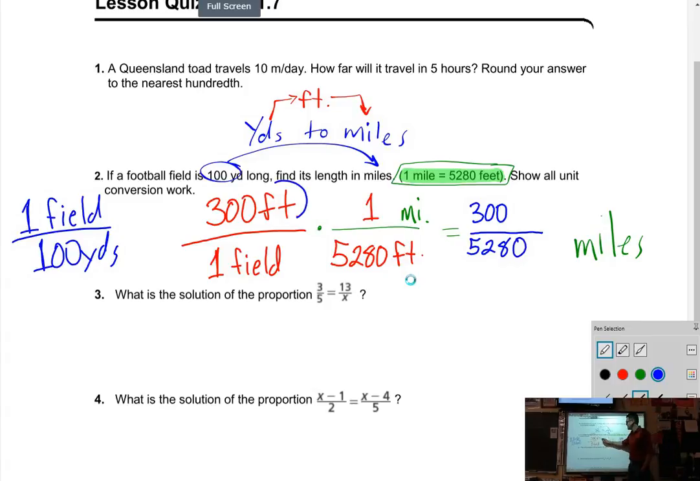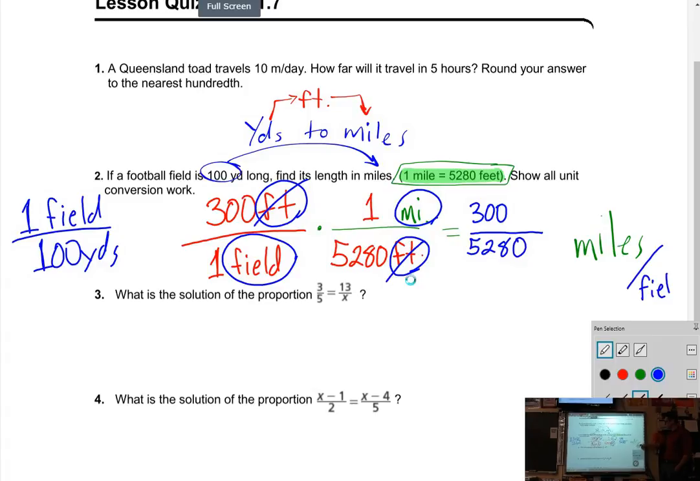Let's check our labels. Well, we had feet on top and feet on bottom, so feet divided by feet. Those reduce out to 1. I have miles per field, which is really what I want. The answer of miles per field will work out perfectly for me. So really, I just need to do my 300 divided by 5,280. And we get, I wonder if that has a nice fraction.